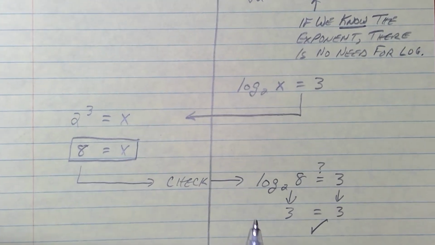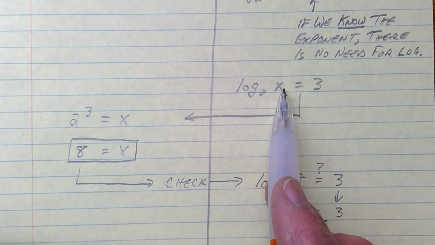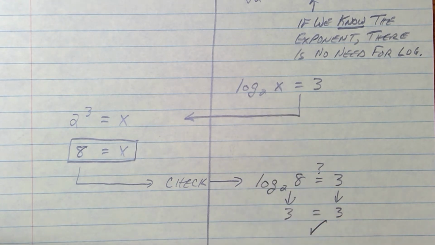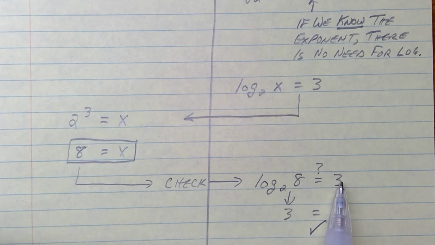How do you check that? Again, just put it back into your original. Plug the 8 in for x in the original. So if I change that to 8, it says log base 2 of 8, and I want to check and make sure that it equals 3. I just punch this into my calculator. You can use change of base if you're on the 83, or you can use log base if you're on the 84. It's going to tell you the exponent needs to be 3. On the right side of the equal sign, the 3 drops down. Check for equality.